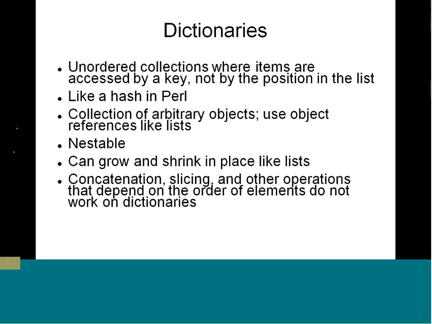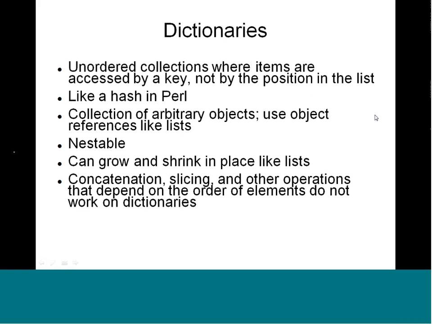Dictionaries are an unordered collection where items are accessed by a key and not by position in the list. So a dictionary is just like a hash in Perl. They are collections of arbitrary objects, and we can use object references like lists.